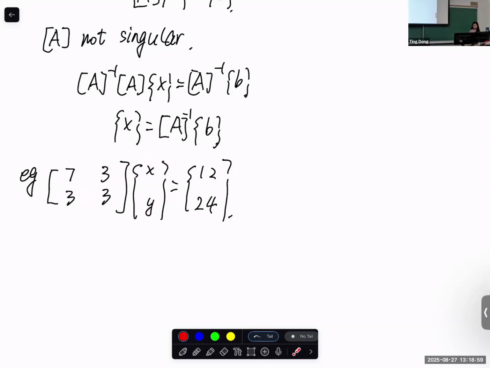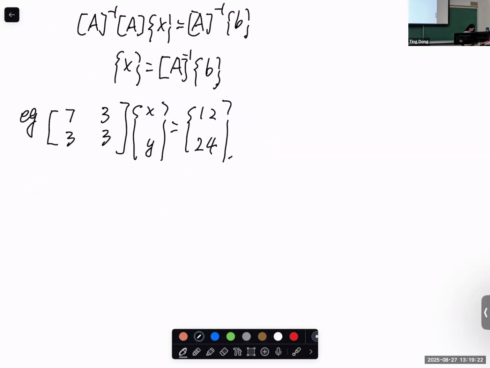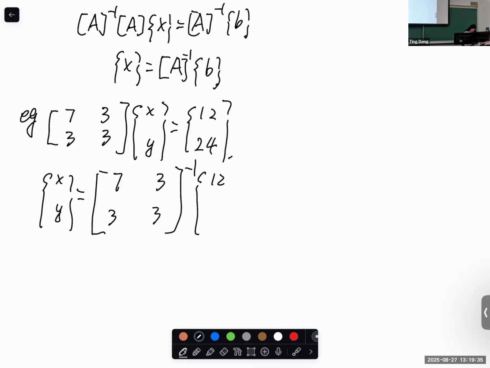I just use this simple example to show you how we do this, and you will understand how Abaqus actually solves a big matrix. Let's say if you have 1,000 nodes, as I talked about in the last class, you may have 6,000 by 6,000. So you need to know how Abaqus is actually doing this. Let's say we need to solve for the vector x, y. What we need to do is take the inverse of this matrix times this given vector.